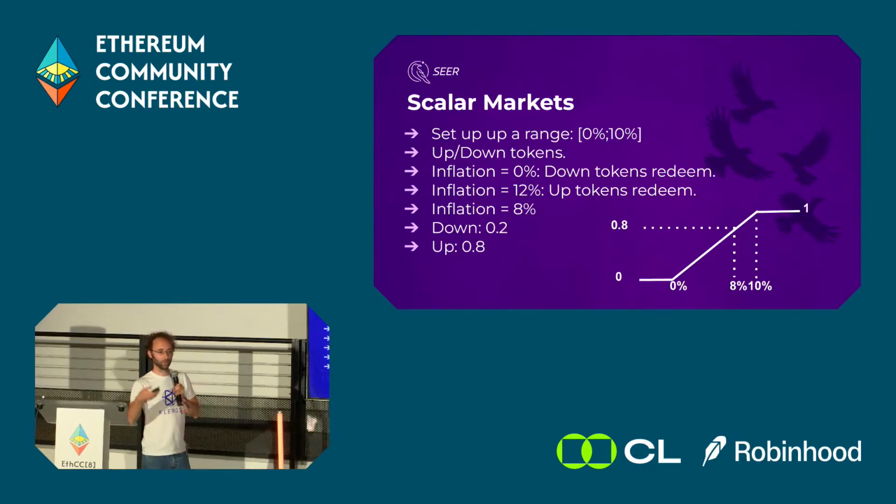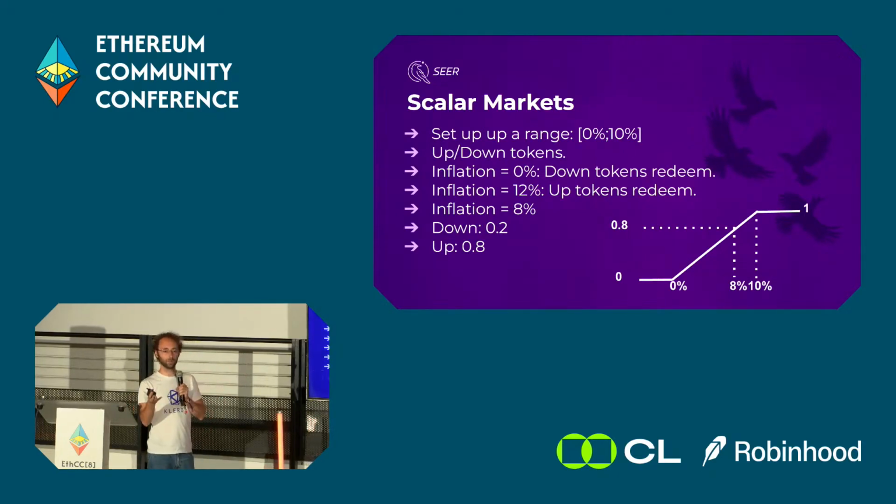We can go further than just outcomes. We can go on values. So here we want to make a market to predict the inflation. We can ask what will be the inflation next year. We have to define a range, 0 to 10%. And we have some up token and some down token. If the value is above the range, the up token redeems. If the value is lower than the range, the down token redeems.